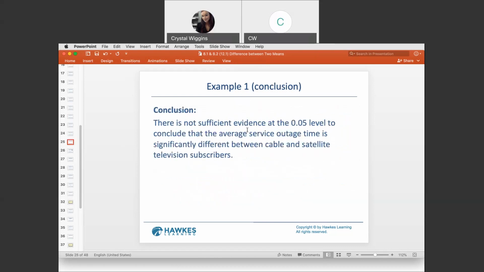So there is not sufficient evidence at a 0.05 level to conclude that the average service outage time between the cable and the satellite subscribers is significantly different.